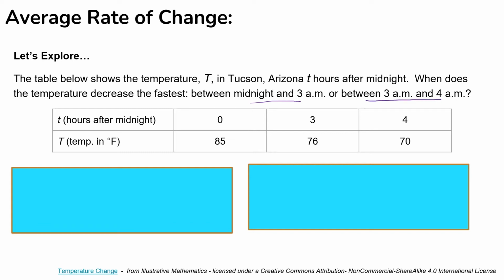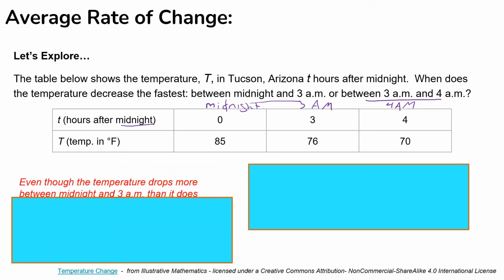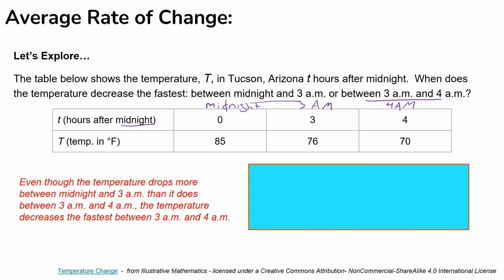And so here we have our hours from 0 to 3, and this is after midnight. So at 0, this would be midnight, this would be 3 a.m., and this would be 4 a.m. And so we're looking at the rate decreasing the fastest. Even though the temperature drops more between midnight and 3 a.m. than it does between 3 a.m. and 4 a.m., the temperature decreases the fastest between 3 a.m. and 4 a.m.